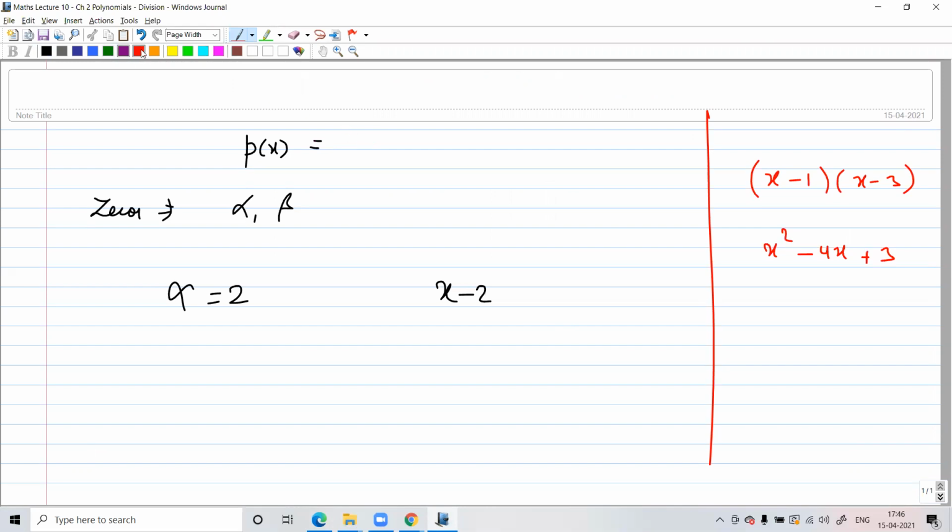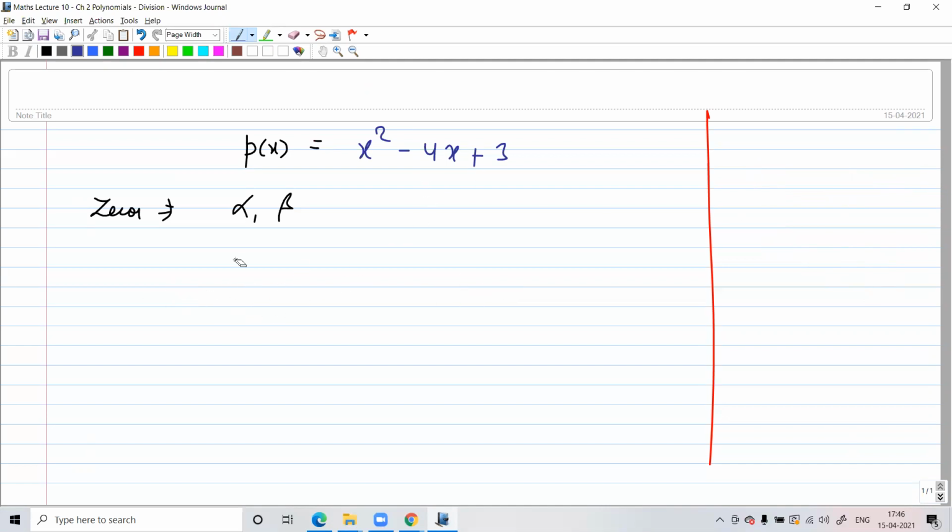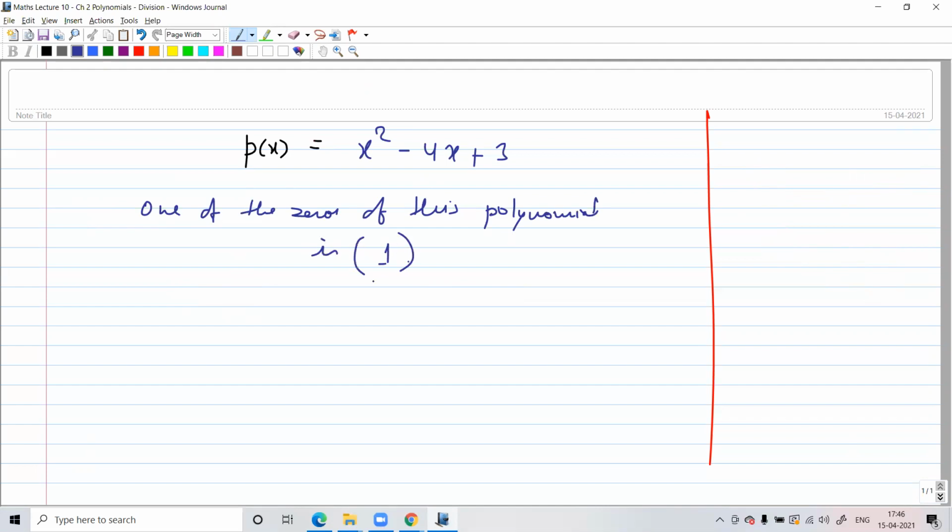Okay, so let my polynomial be x square minus 4x plus 3. This is my polynomial, and I'm telling you that one of the zeros of this polynomial is 1. I want you to find the other zero.